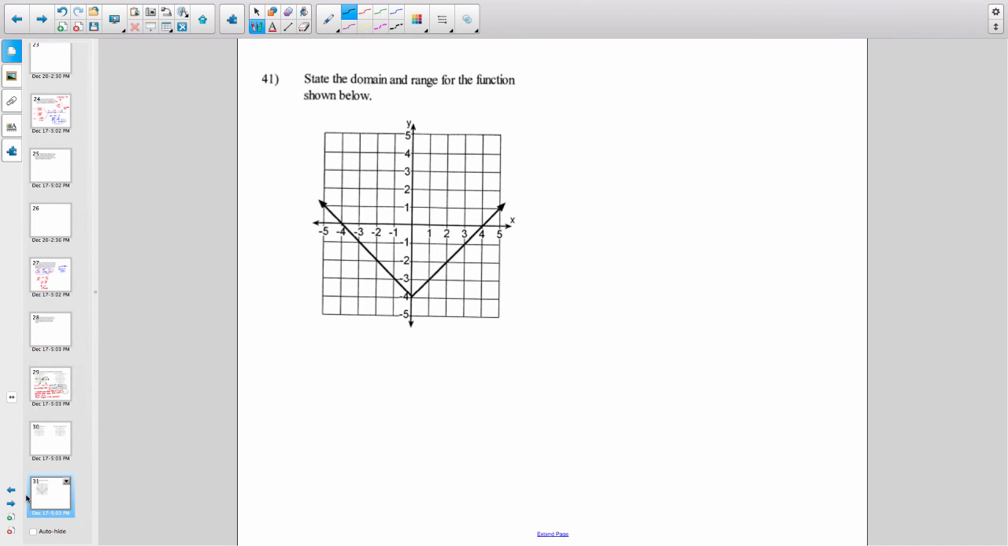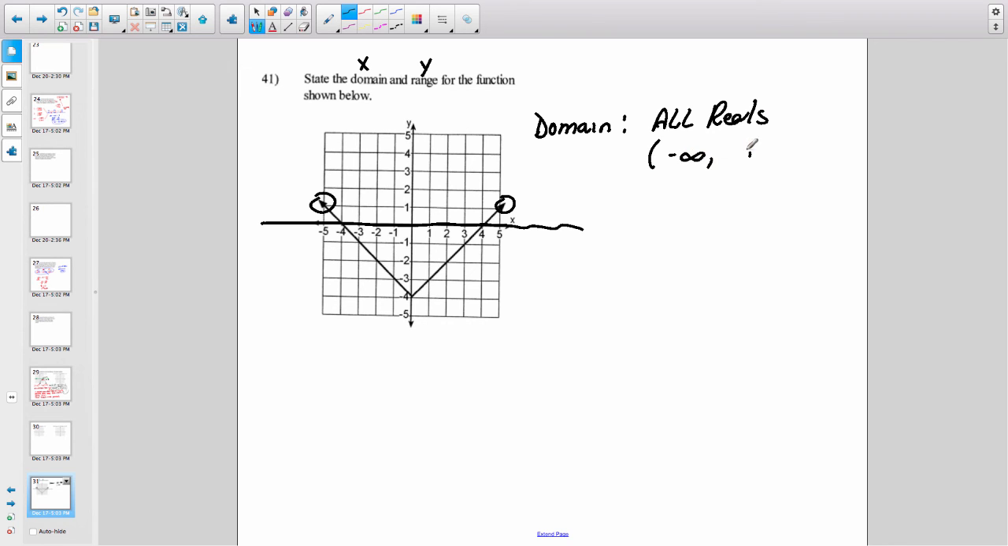Domain and range questions. Okay, so domain is the x-axis and range is the y-axis. So along this axis here, where does the function live? Being that we have these two arrows heading to the left and to the right, tells me that the domain is going to be all real numbers. Or you can do this, -infinity to +infinity. Always using soft brackets when it comes to infinity.